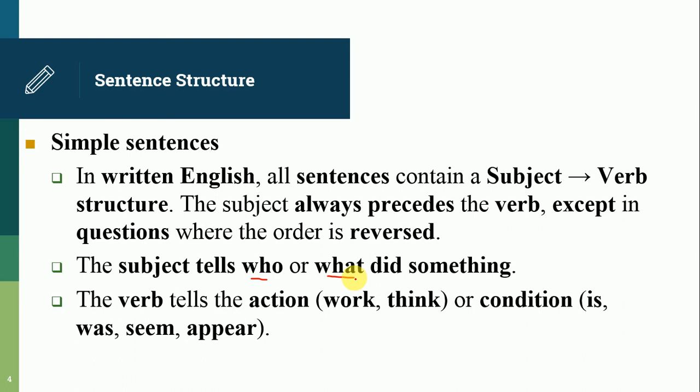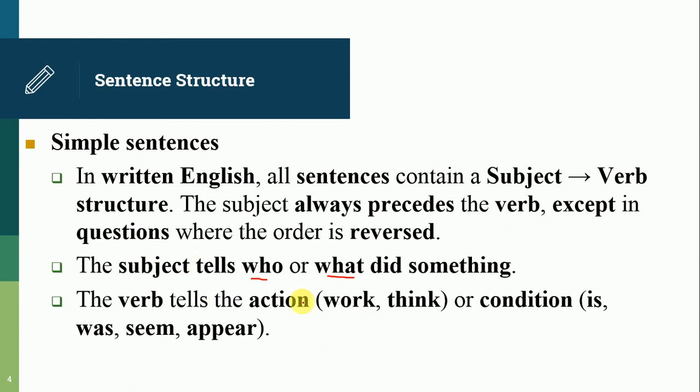We have two kinds of them. I told you we are not studying in detail. I'm just trying to get you familiar with simple sentences. So the subject tells who or what did something. In a simple sentence, the subject tells us who did something or what something is done to. In active simple sentences, who, and in passive sentences, what. Okay. So the verb tells the action, work, thing, or condition: was, seem, appear.